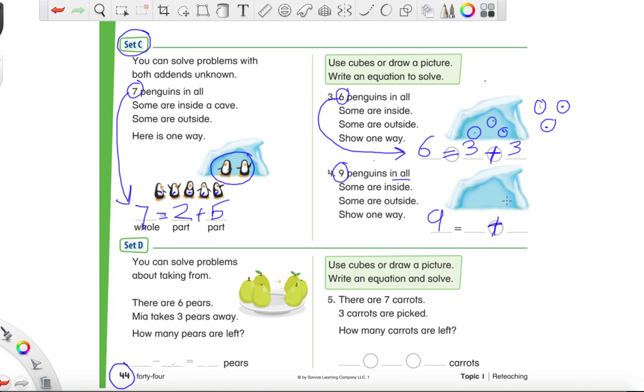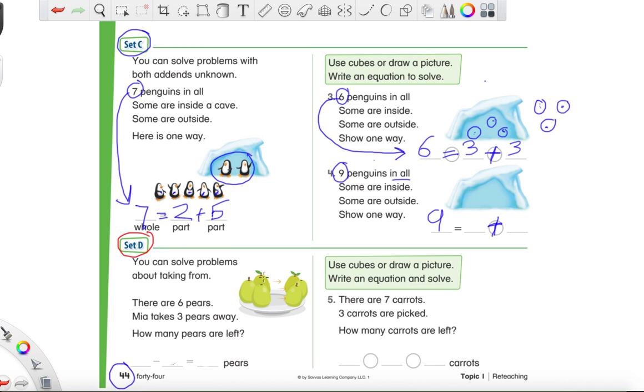All right, and so we're going to continue on. Remember, if you're not done, just pause the video, take your time. Then hit play when you're ready. Pick a different color here. We're going to do step D. We'll go through this practice problem here, and then I'll let you guys try number 5 on your own.